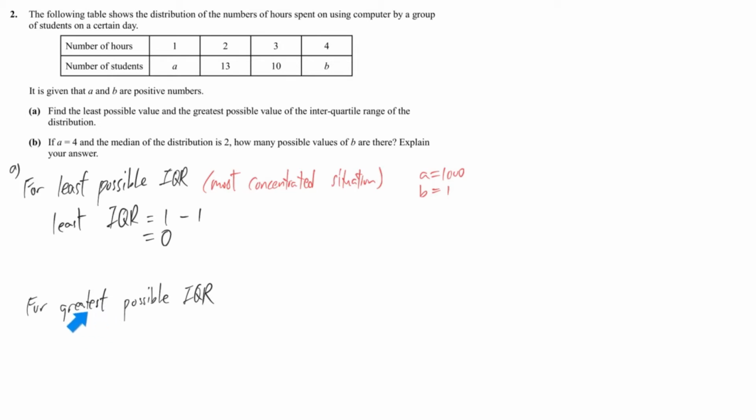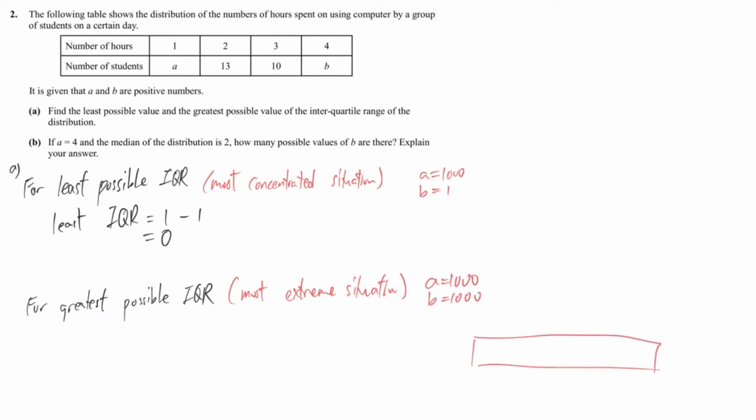With similar logic, if we think about the greatest possible IQR, then we are thinking about the most widely spread situation. That means the most extreme situation. That means the extreme numbers, the minimum and maximum, become very large. So it seems like we spread the data to two extremes. Therefore, I consider A equal to 1000 and B equal to 1000 at the same time.